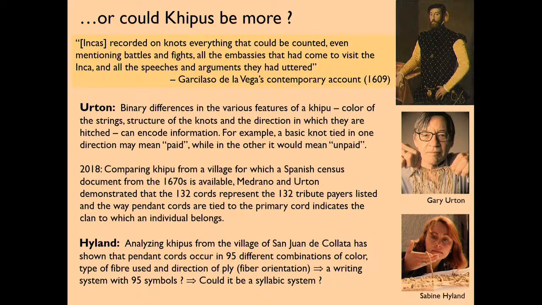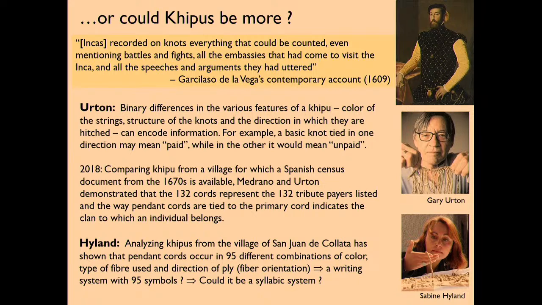And in 2018, along with an undergraduate, Medrano, he demonstrated that a particular quipu which came from a village, for which we also have a Spanish census document from the same era, namely the 1670s, had exactly 132 cords, and he knew from the Spanish census documents that there were 132 families which paid tribute. So now you have 132 cords, each cord representing a particular family. They started looking at this census document to find numerical patterns which could correspond with the knots on each of these pendant cords. And they eventually found that by looking at how the pendant cords are tied to the primary cord, you could indicate the clan to which each of these tribute payers belonged.